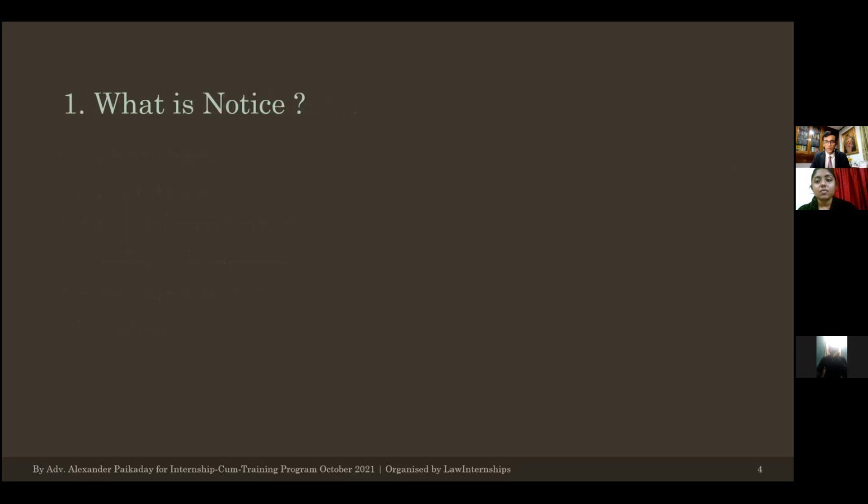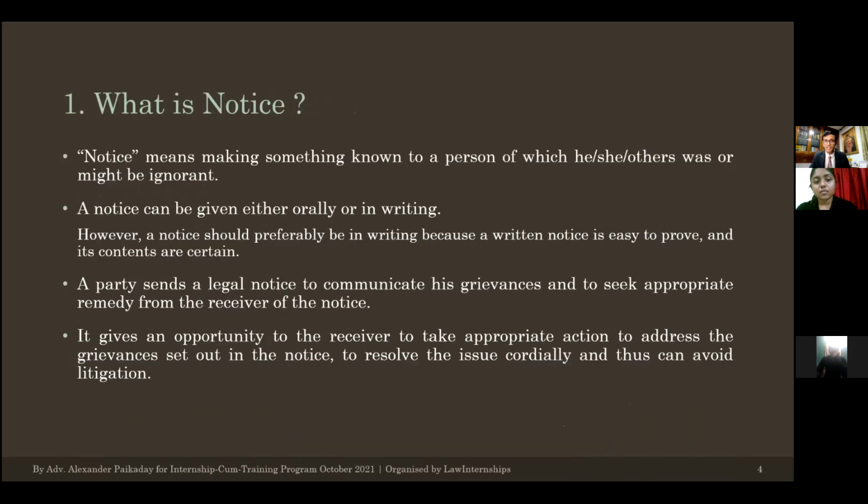Now, what is a notice? Notice means making something known to a person of which he, she, or others was or might be ignorant. A notice can be either oral or in writing. However, a notice should preferably be in writing because a written notice is easy to prove and its contents are certain. A party sends a legal notice to communicate his grievances and to seek appropriate remedies from the receiver of the notice. It is also an opportunity for the receiver to take appropriate action to address the grievances set out in the notice, to resolve the issue cordially and thus to avoid litigation.